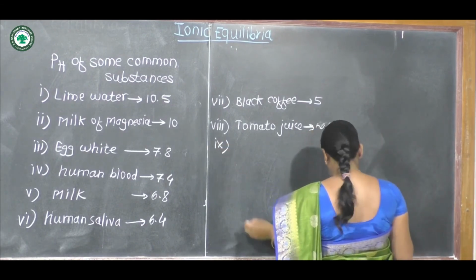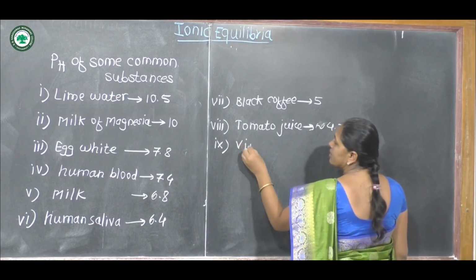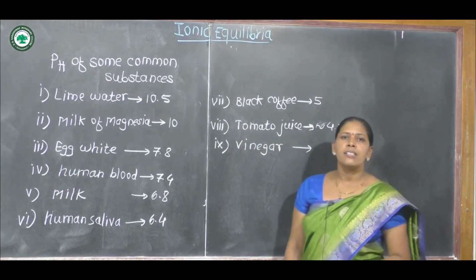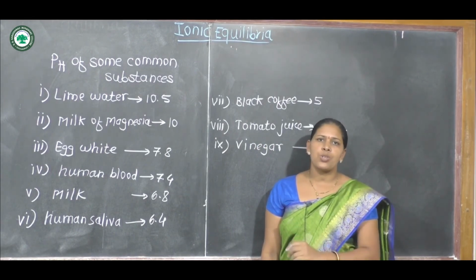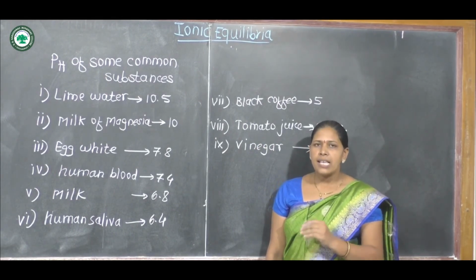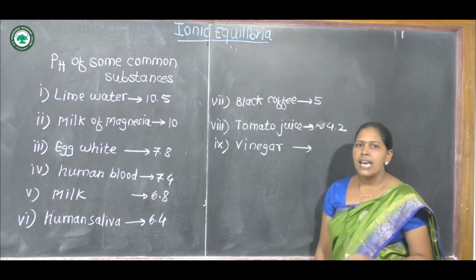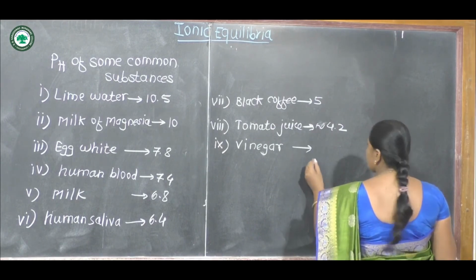Then pH of vinegar. What is meant by vinegar? Vinegar is an 8% acetic acid solution. 8% acetic acid solution is called vinegar, and we know that acetic acid is an acid. Therefore, pH of vinegar is less than 7, which is nearly 3.